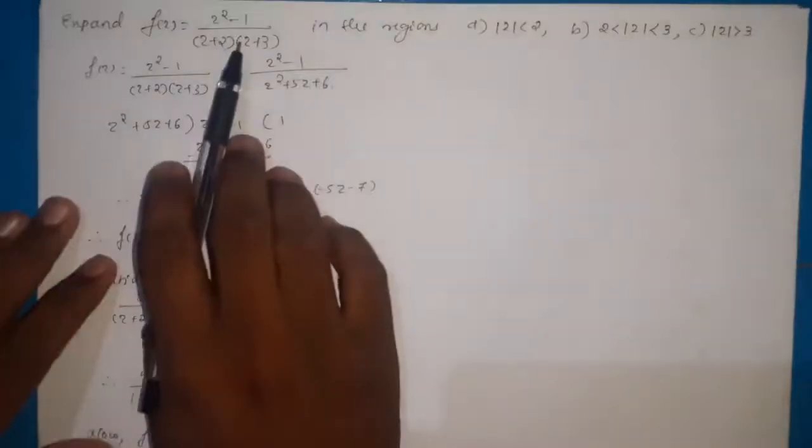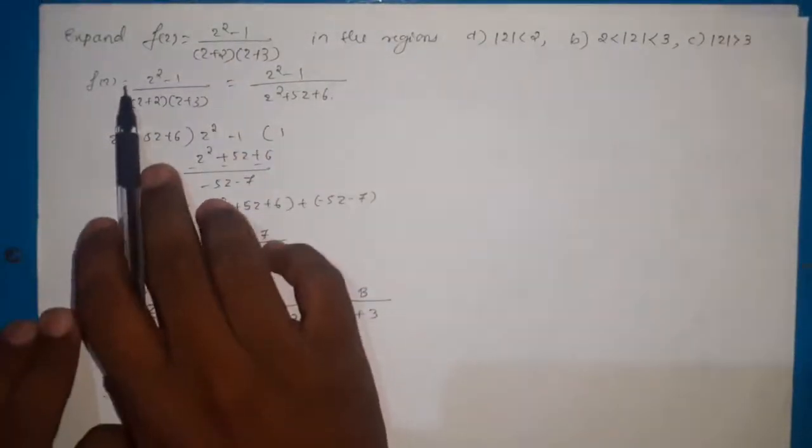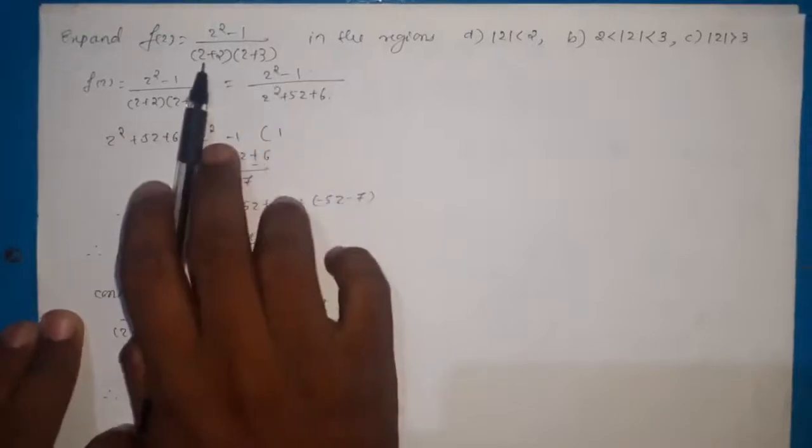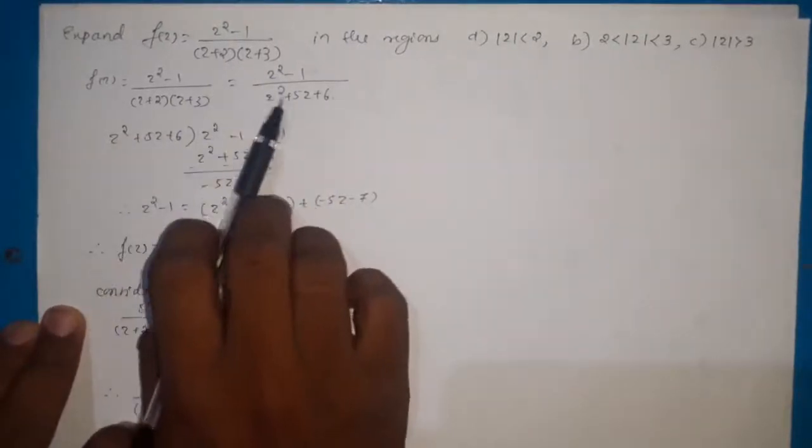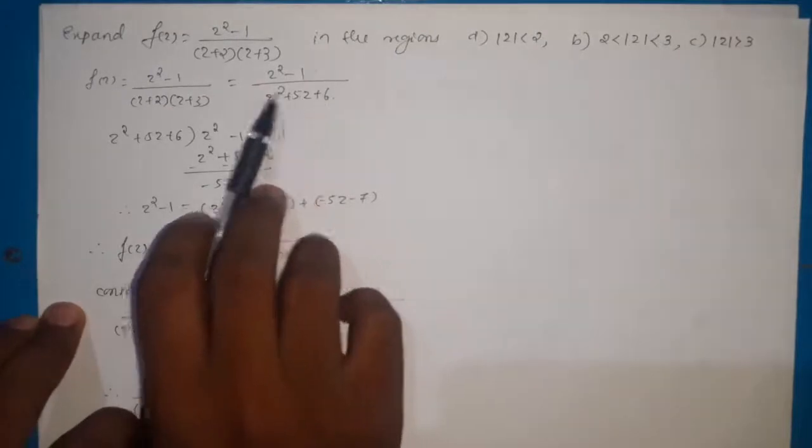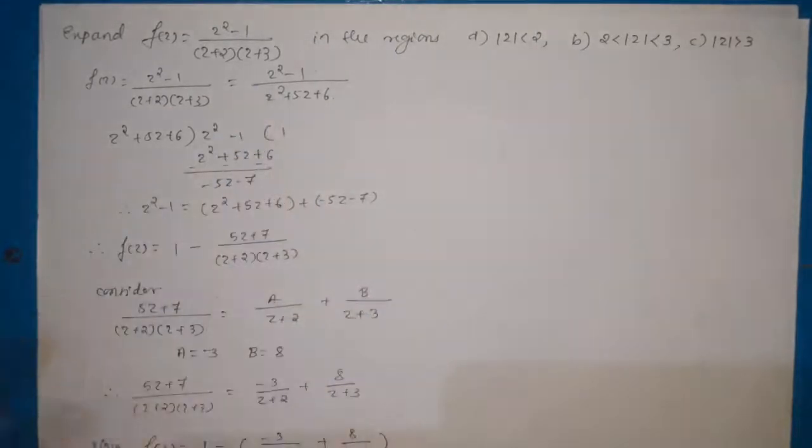So here this is the given function, f of z equal to z square minus 1. Now multiply the denominator, that is z square plus 5z plus 6. Now here the degree of the variable is same in both numerator and denominator, so it means that it is an improper fraction. Therefore, whenever we need to expand the series, the given function must be a proper fraction. Whenever it is improper, first we need to reduce it to a proper fraction and then proceed to expand.